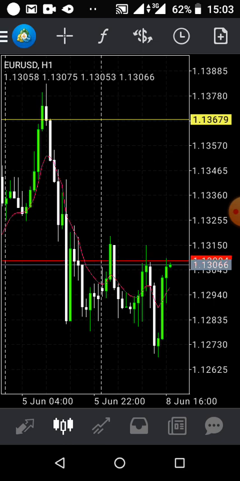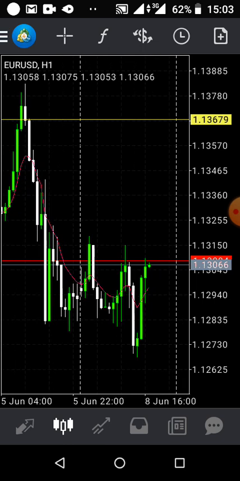So let's assume that we have done our analysis and the analysis says that we should buy this market. Remember, we'll buy the market when the market is giving us a signal of a bullish trend, showing that the market will go up. So that is when we buy the market.